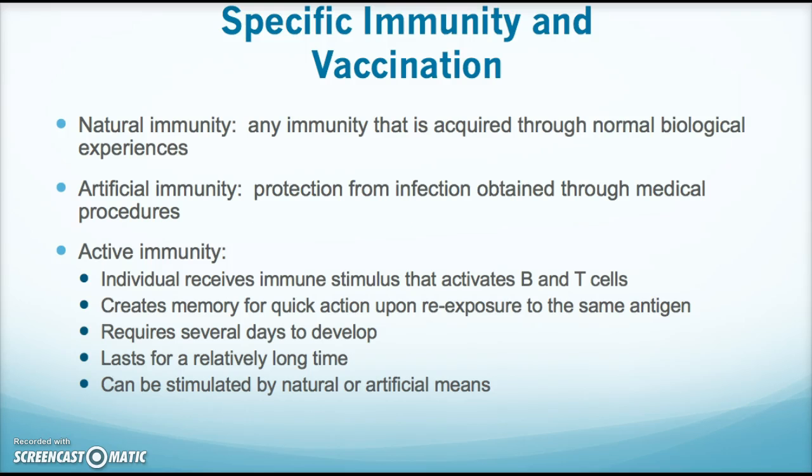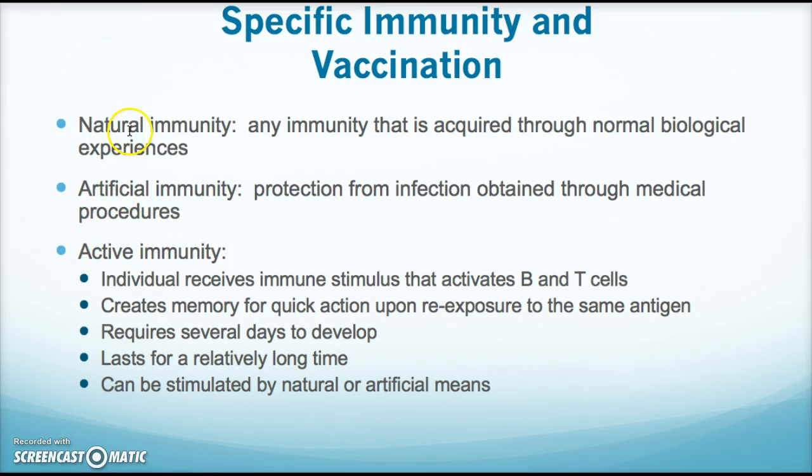There are two ways that we can acquire immunity. The first would be natural immunity, and this would be through a normal biological experience, for example, getting the chickenpox from your sibling. We also have artificial immunity, and this is protection from an infection obtained through medical procedures. So often this would be vaccines.